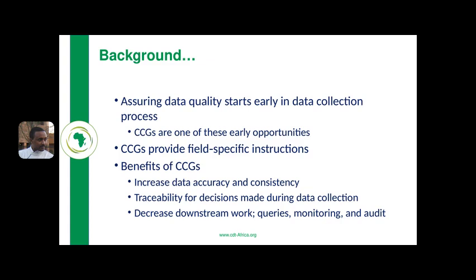CCGs also provide field-specific instructions on how to complete the CRF fields. And benefits of the CCGs include increased data accuracy and consistency. They also increase traceability for decisions that are made during data collection. By doing that, they also decrease downstream work by reducing queries, monitoring findings, and audit findings.